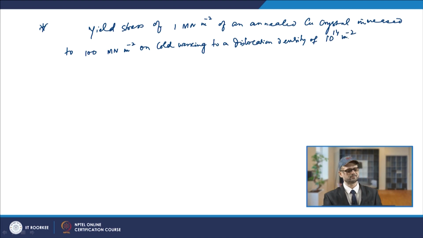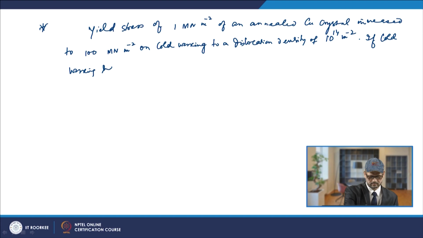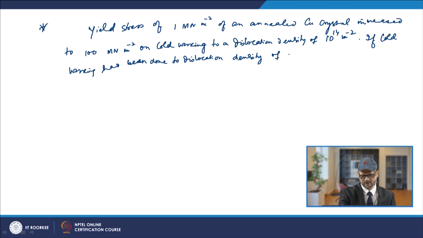Now, in that case, if you are told that the cold working had been done to a dislocation density of say 10 raised to the power 12 per meter square, what will the yield stress be? So, such kind of situation may come, you may face that kind of problems.